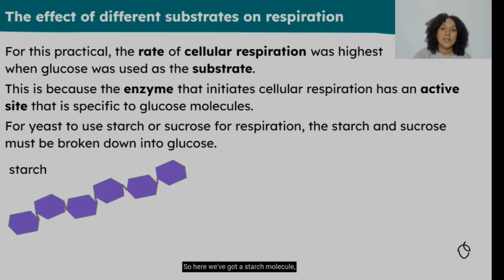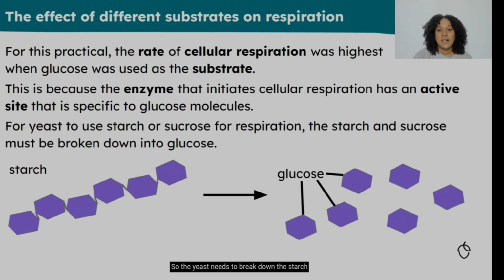So here we've got a starch molecule, which is made up of lots of different glucose molecules bonded together. So the yeast needs to break down the starch into all these individual glucose molecules before cellular respiration can begin. So this takes time, and this causes the rate of respiration to be lower.